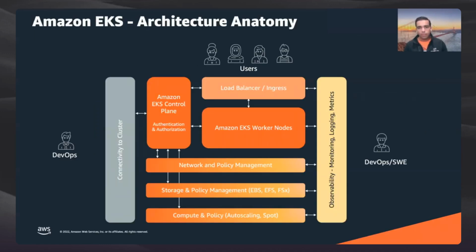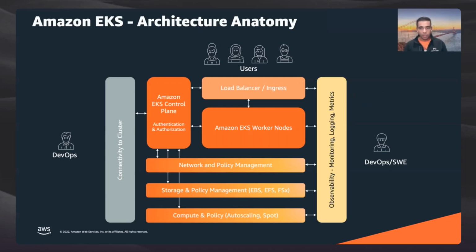I'm going to talk a little bit about the high-level architecture of an EKS cluster. The control plane is fully managed by AWS, and the worker nodes can be either self-managed nodes, managed node groups, or fully serverless with Fargate. Users can access the cluster through the cluster ingress and load balancer. These are your end users who are accessing the application.